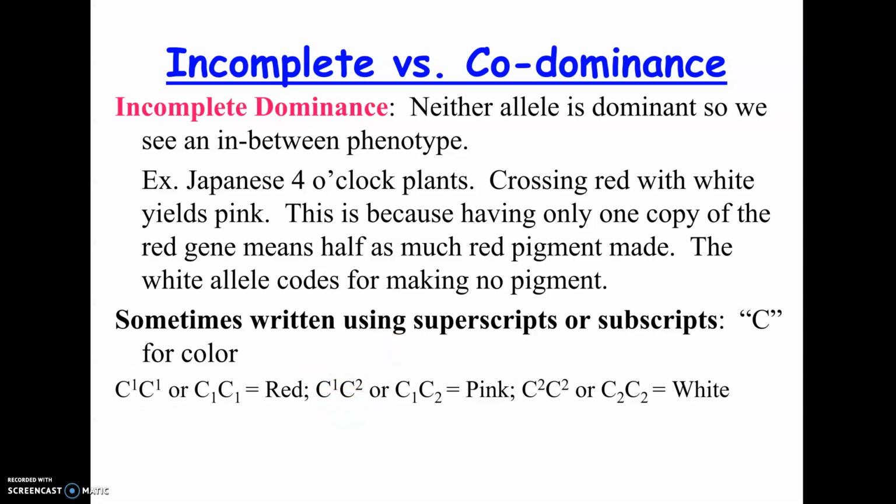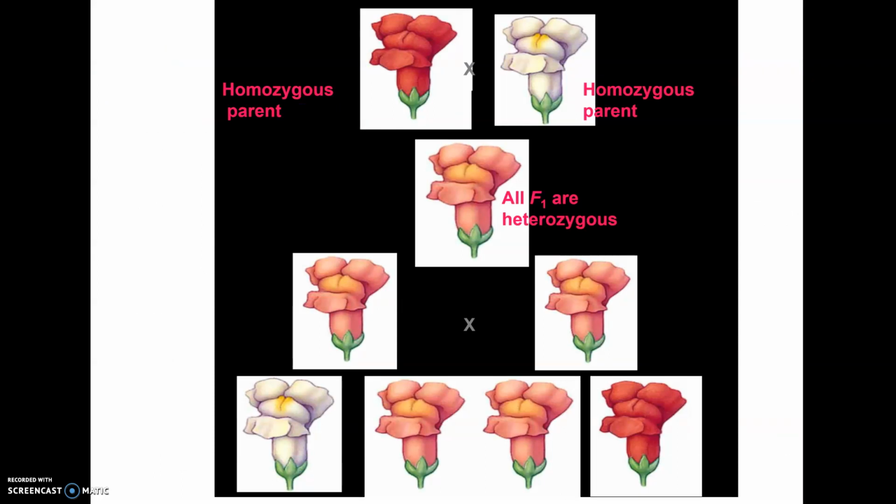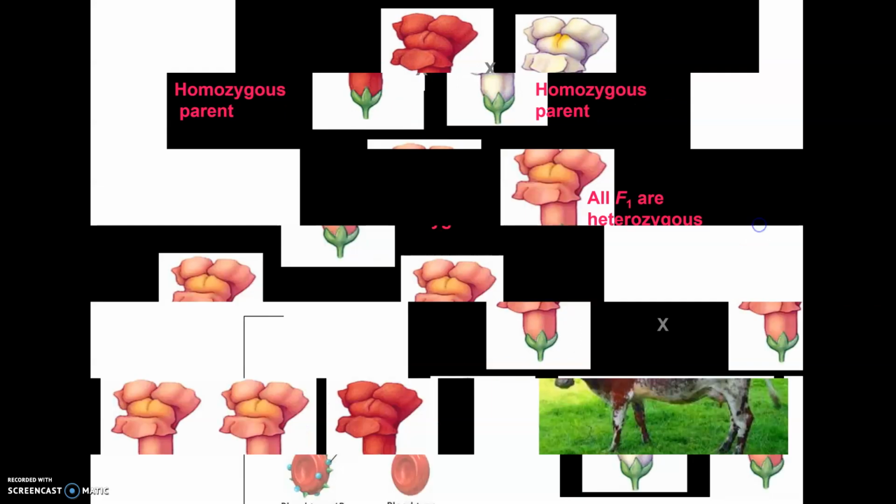To be honest with you, when I do these crosses, I still just use big R and little r, and you're welcome to do that. The only thing I would warn you about is remember, as you're doing the cross, that you've got to keep in mind that big R, little r is not going to be red. It's going to be pink. It's going to be an in-between color. If you forget that you've assigned it that way, you might make a mistake. And this is just a picture showing the cross red times white. You get pink, but when you cross the pinks, you'll see that you can actually get red, white, and pink. We're actually going to do this cross in a moment.